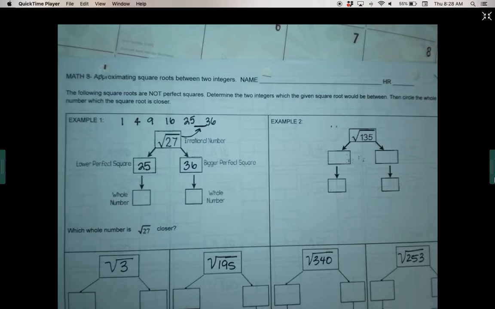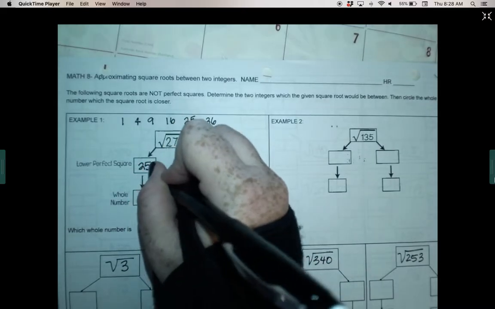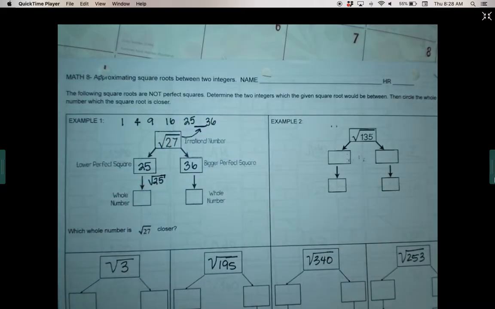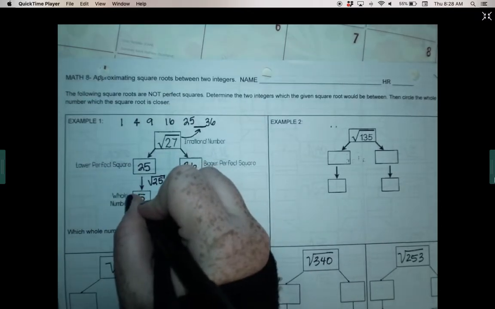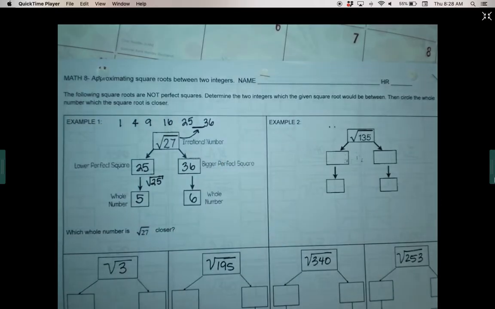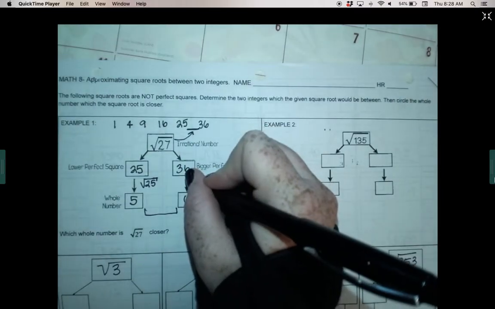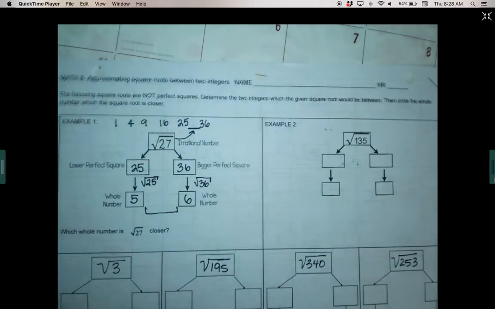Okay, so what is the square root of 25? If you need your yellow paper, that's fine. If you want to, what? 5. What is the square root of 36? 6. Okay. So I know that the square root of 27 is somewhere now between 5 and 6. Which one do you think it'd be closer to? What? 5.